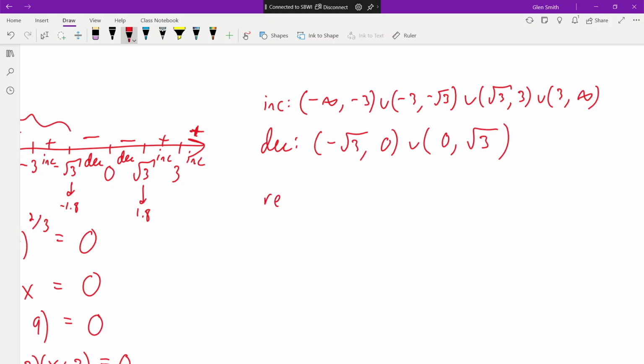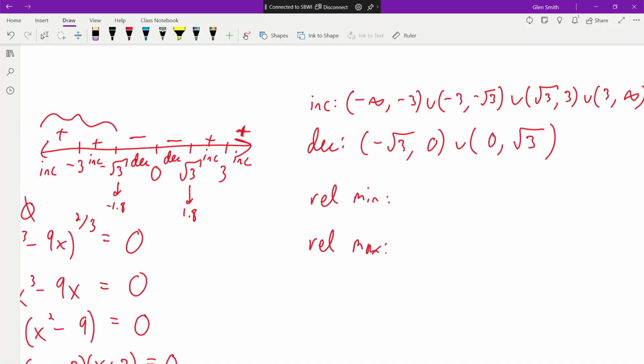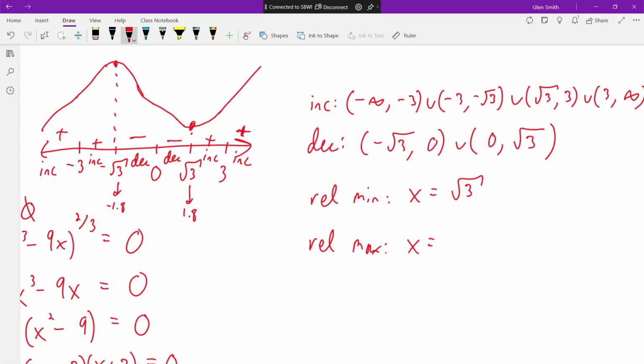And just following our little rules here, just paying attention to what's going on here. We're going to find the relative mins and maxes. Let's just find the x value for these. So here's what this says. My function's increasing, increasing, decreasing. So at negative root 3, there's a max. Decreasing, decreasing, increasing, increasing. So there's a max and a min right there. Cool. So the relative min happens at positive root 3, and the relative max happens at negative root 3.